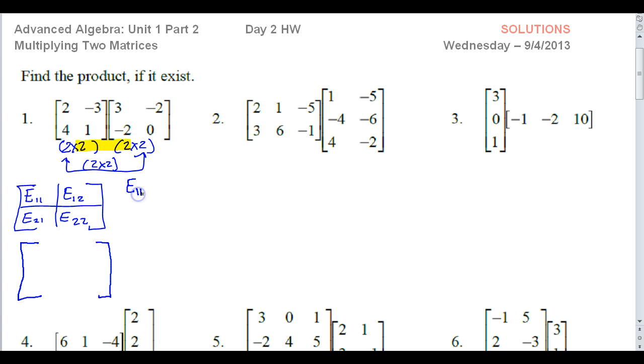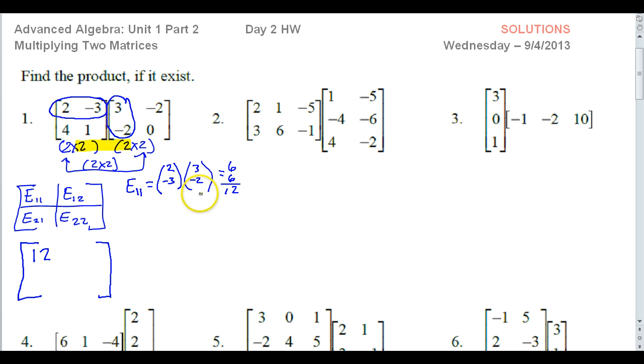Say if I want to find element 1, 1, I know that that is going to be row 1 times column 1. That's row 1 of the first matrix times column 1 of the second matrix. So in other words, I've got 2, negative 3 times 3, negative 2. I'm multiplying here, that's going to give me 6, and that's also 6, so that's going to make 12. So I'm going to have a 12 here.